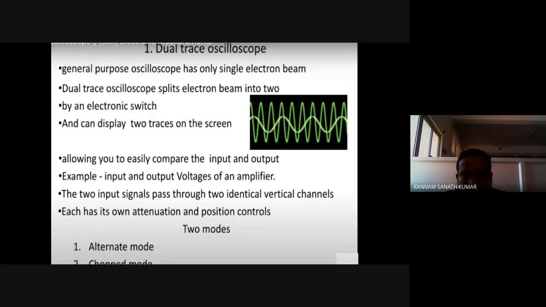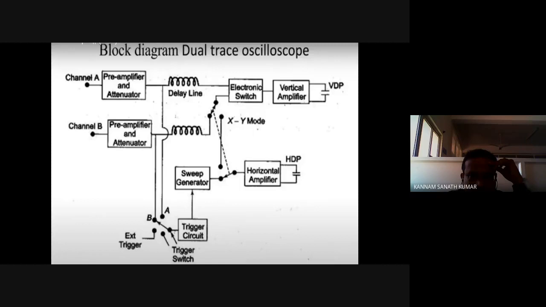By the electronic switch, it will be connected to either channel A or channel B. For example, we can compare the input and output voltage of an amplifier using this dual trace oscilloscope. As you know, it operates in two modes, alternate mode and chop mode. So this is the block diagram. This is the triggering circuit.